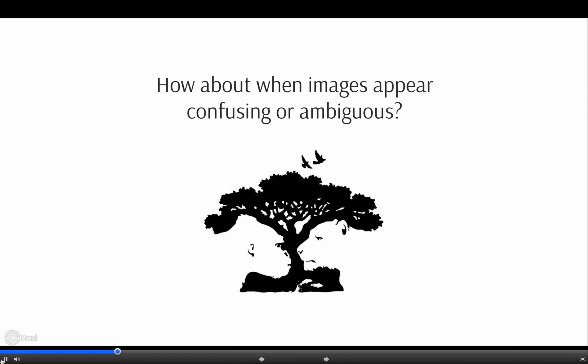How about when images appear confusing or ambiguous? Do you see a tree, or do you see an ape and a lion? These are the types of questions we probably just take for granted. However, research in the field of object identification has spent a great deal of time contemplating.